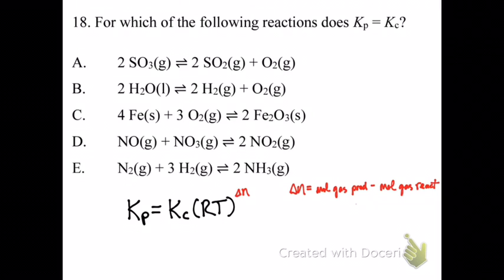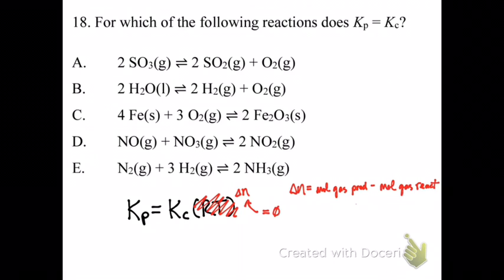Okay, so if we want Kp to equal Kc, that means we want this whole RT delta N to be equal to 1, right? And what is the easiest way to get that to equal 1? Well, it is to make delta N equal 0. Because any number to the 0th power is 1, and that will effectively cancel out this RT delta N term. So, in which of these cases is the delta N equal to 0?